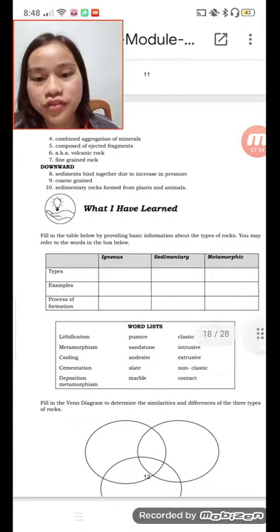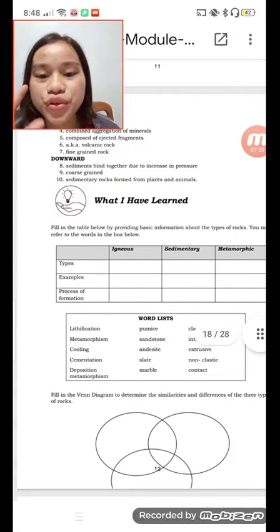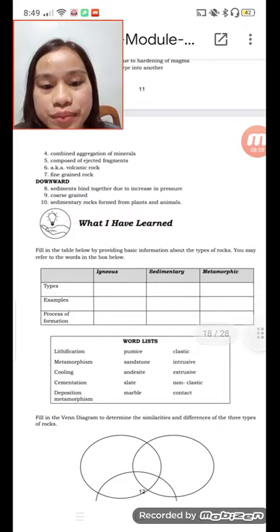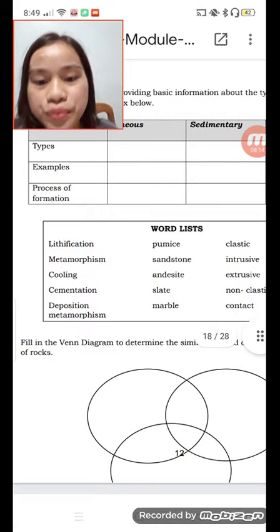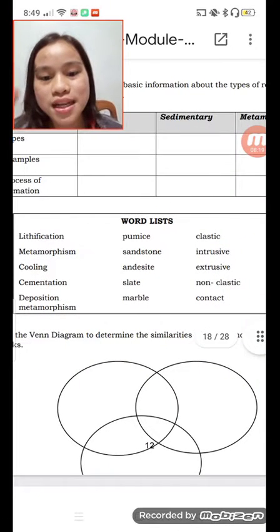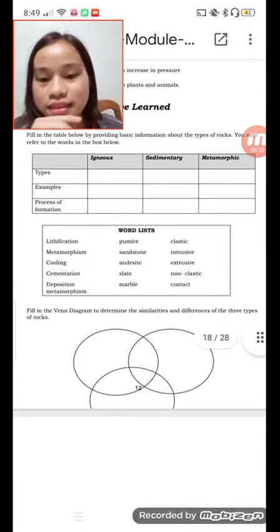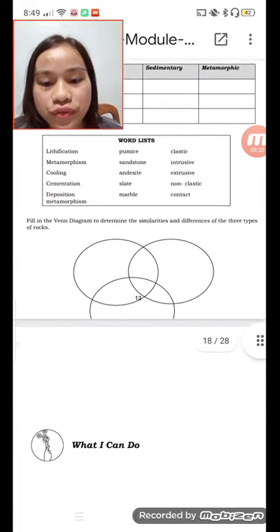Then what have I learned? Fill in the table below by providing basic information about the types of rocks. You may refer to the words in the box below. What kind of type, sample, process, information is an igneous, sedimentary, and metamorphic? Word list: lithification, metamorphism, coal, cementation, deposition, humus, sandstone, andesite, slate, marble, clastic, intrusive, extrusive, non-clastic. Then, last, fill in the Venn diagram to determine the similarities and differences of the three types of rocks.